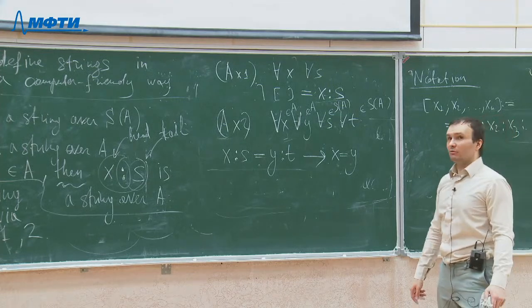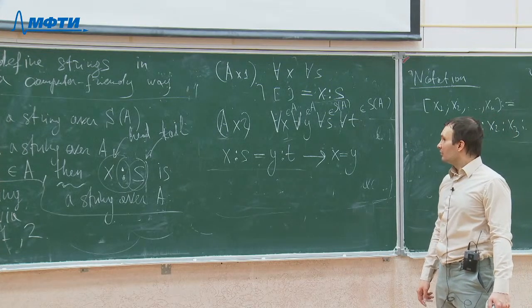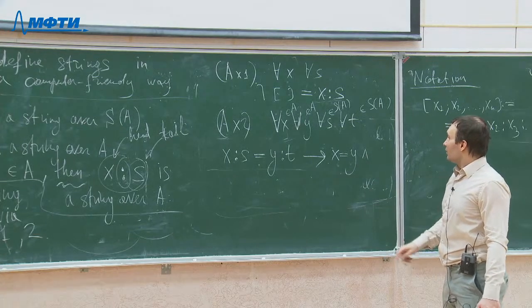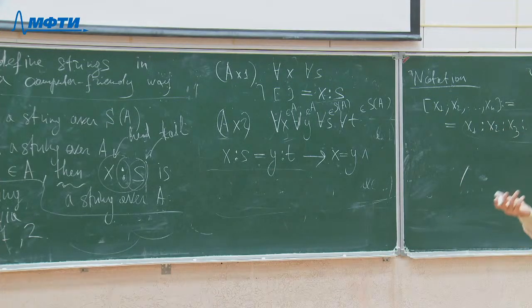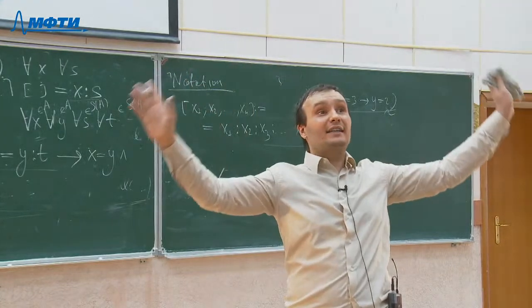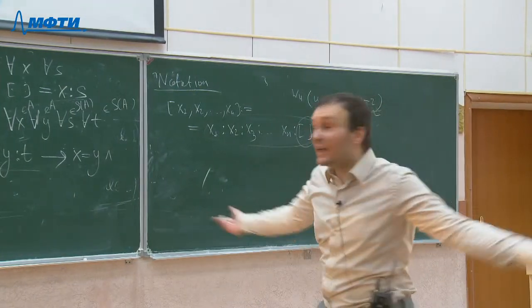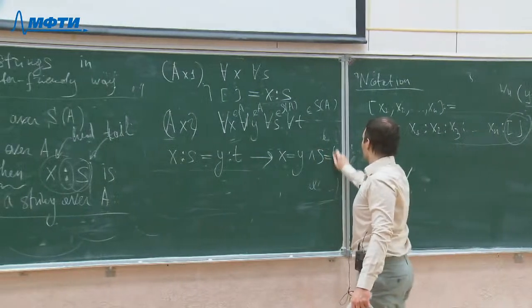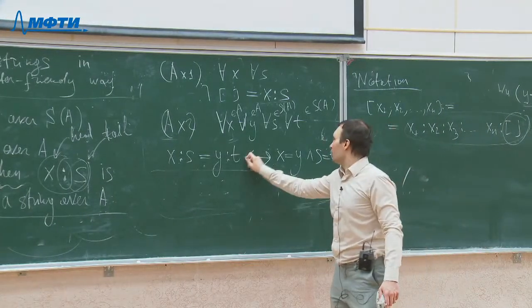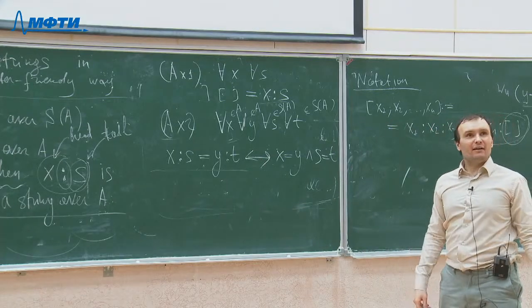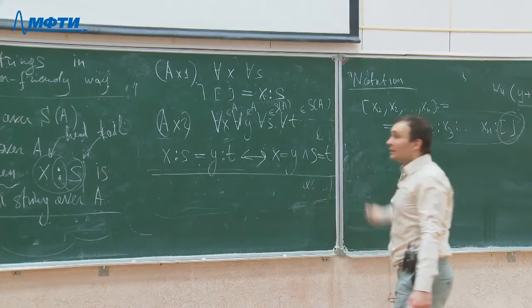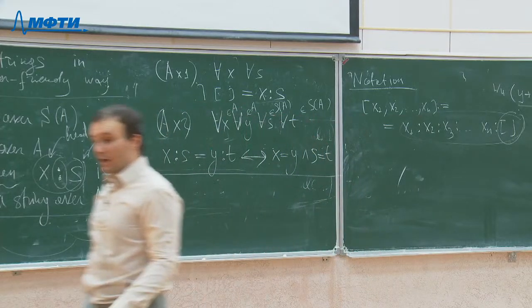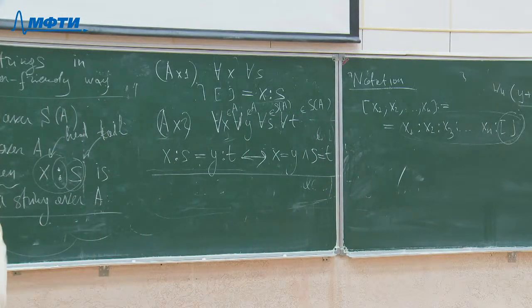What's needed also? Two strings are equal whenever their heads are equal and their tails are equal as well. If and only if. Is it clear? And now, using these two axioms, I may prove formally, very formally, a very simple theorem.